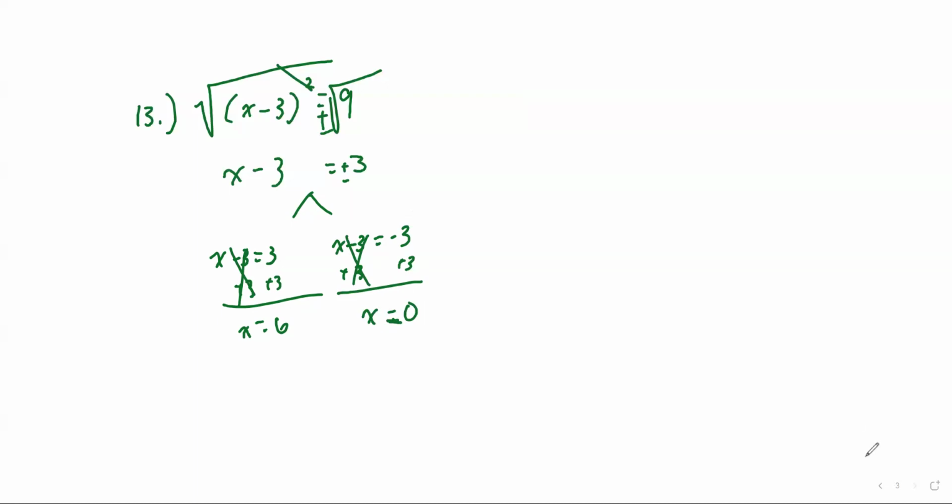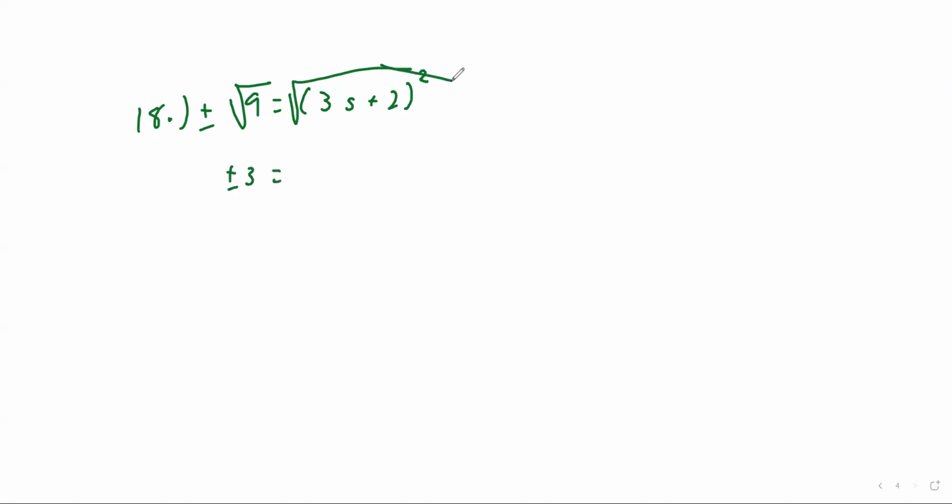Let's try another one, hopefully without interruption on that part. So on number 18 here, we have 9 equals (3s plus 2) squared. To get rid of this square, again, it's isolated, we would just take the square root. Remember, when we take the square root of the other side, it has to be plus or minus. So the square root of 9 is 3, so this would be plus or minus 3. The square and the square root would cancel.